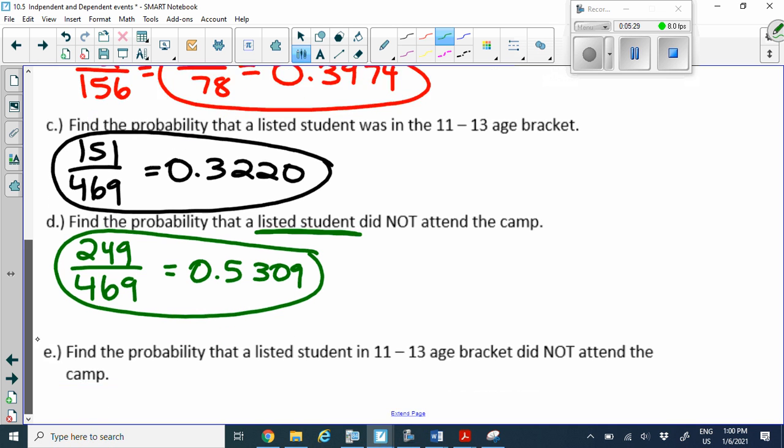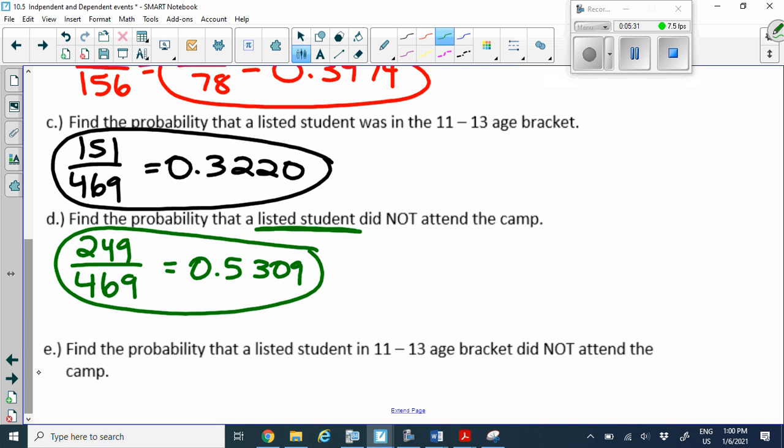Okay, last problem. It says, find the probability that a listed student in the 11 to 13 age bracket did not attend. So we want to figure out, once again, the 11 to 13 age bracket. That's going to be our total in the denominator. Then we're going to figure out how many did not attend camp itself.